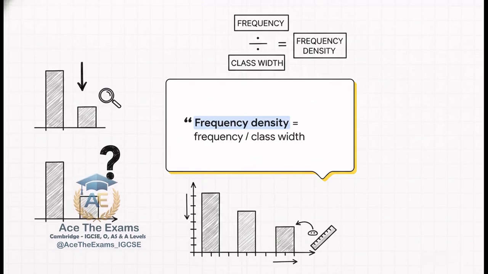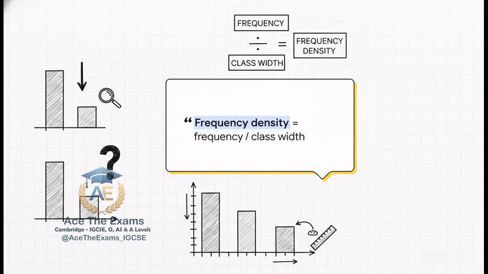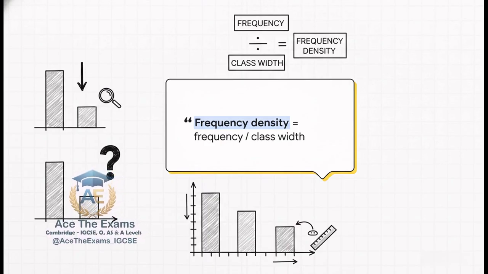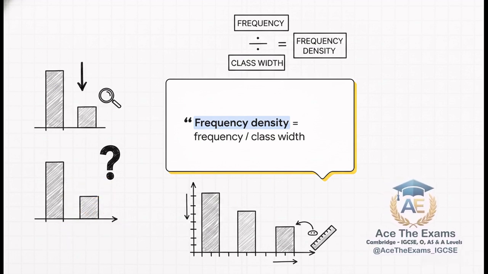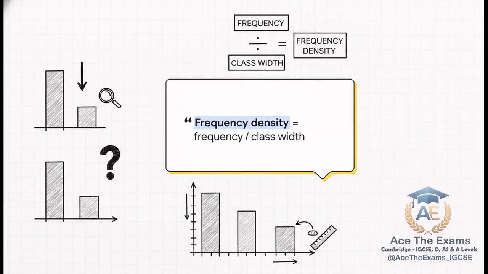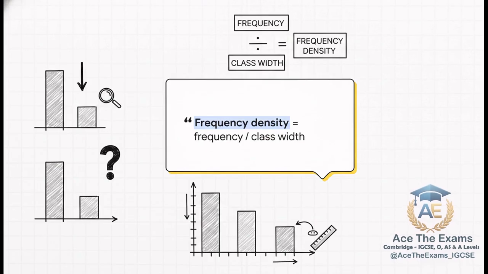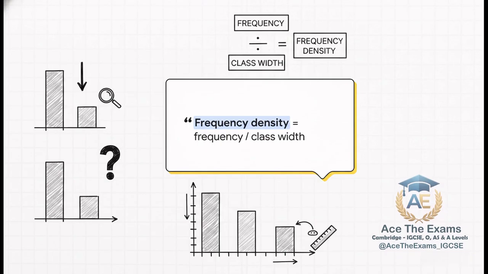Think about it. If you have an age group spanning 5 years and another spanning 20 years, a simple bar height would be incredibly misleading. A taller bar might just represent a wider age gap, not a denser population. So the absolutely crucial point is this formula. Frequency density equals frequency divided by class width. Memorize it. In a histogram, we never plot the raw frequency on the vertical axis. We plot the frequency density.